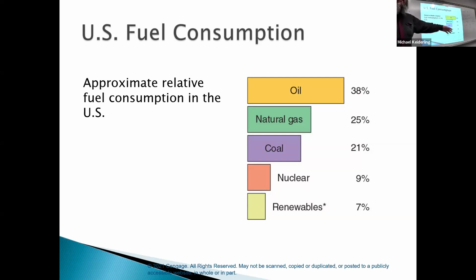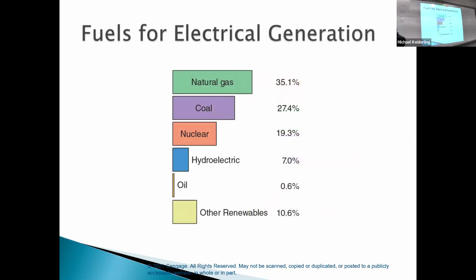Renewables has gone way up, especially since solar got cheap. And coal has dropped quite a bit because coal stopped being so inexpensive. For electrical generation, definitely this is a big thing. Coal has gone down. Various renewables have gone up. Natural gas has gone up.